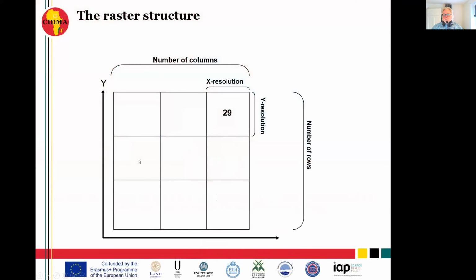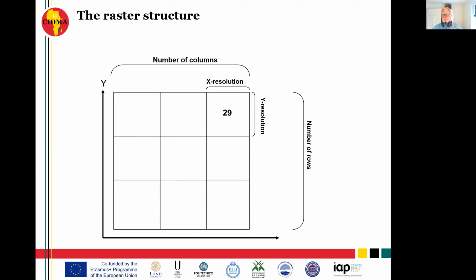Now, you should know already what the raster structure looks like: a matrix that's built up by a number of columns and a number of rows. This then produces different pixels, or as we call them in GIS, cells. But in remote sensing, we call them pixels, which are picture elements.